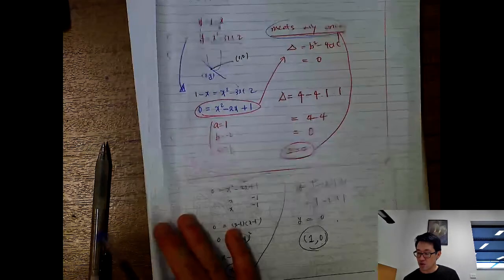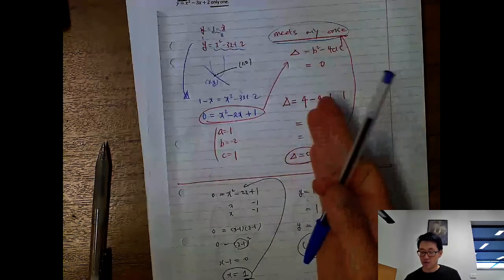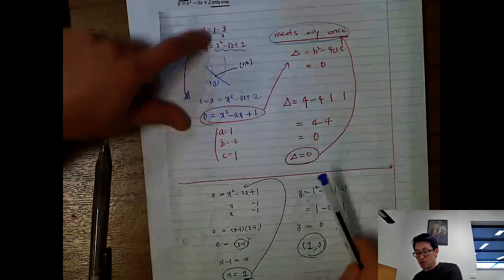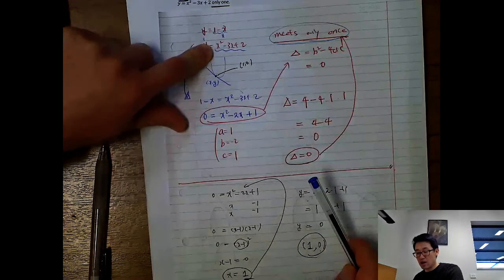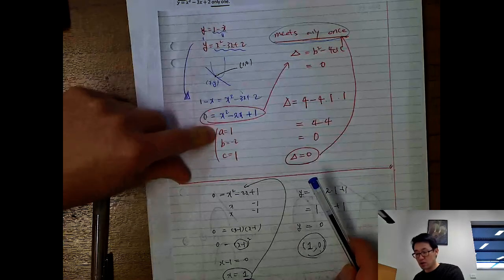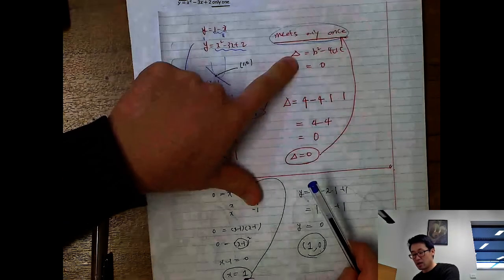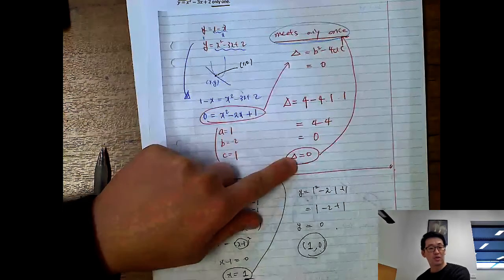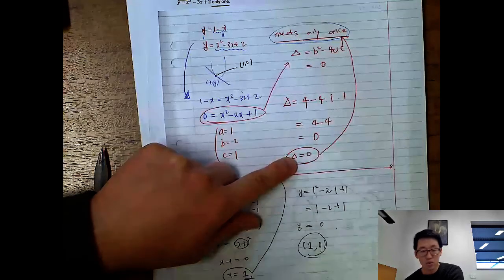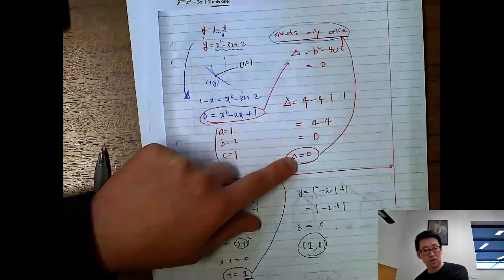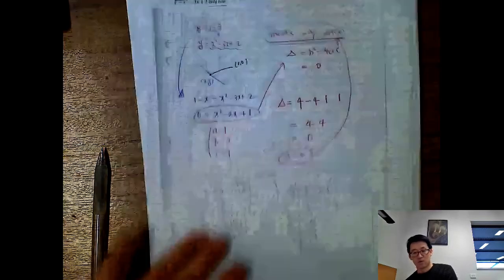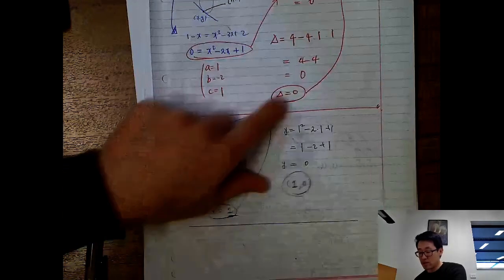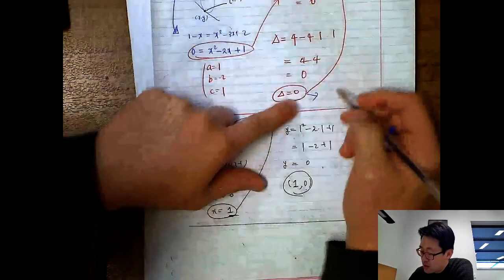If the question asks how many points they meet, or how many solutions they have, you set the linear and quadratic equal, get a, b, c, and then get the discriminant and check: is it bigger than 0? If it's bigger than 0, you have two solutions; equal to 0, one solution; smaller than 0, no solution exists. Okay?